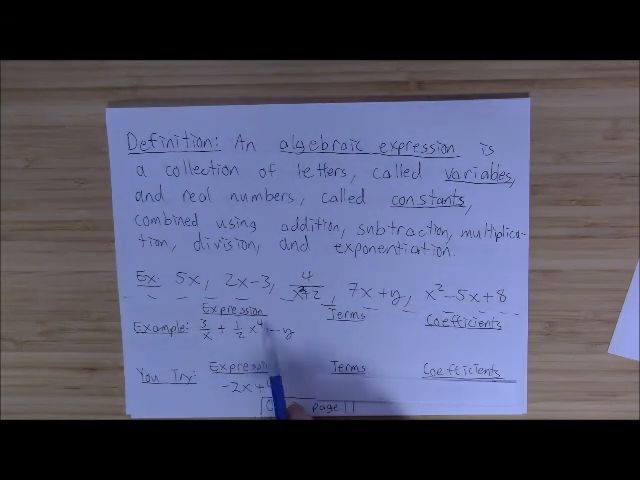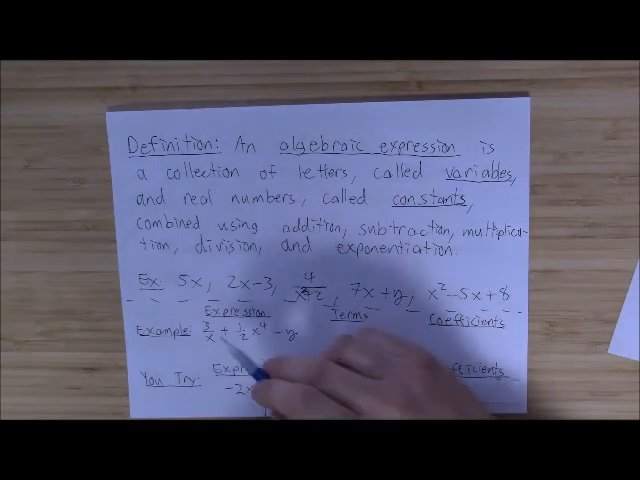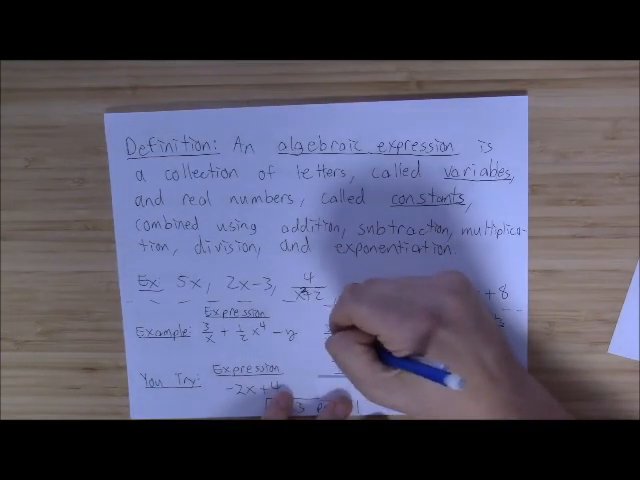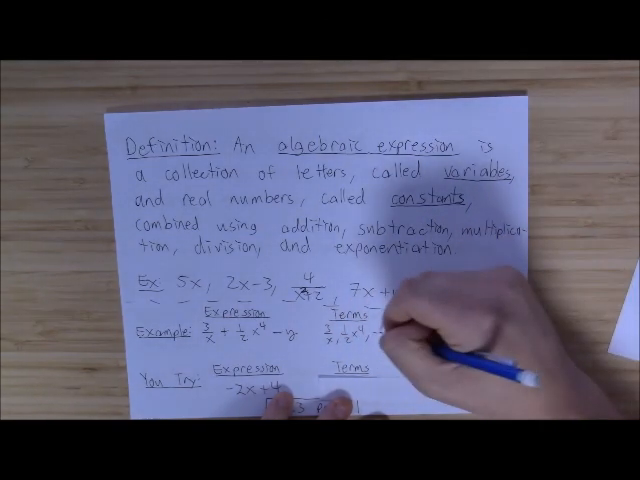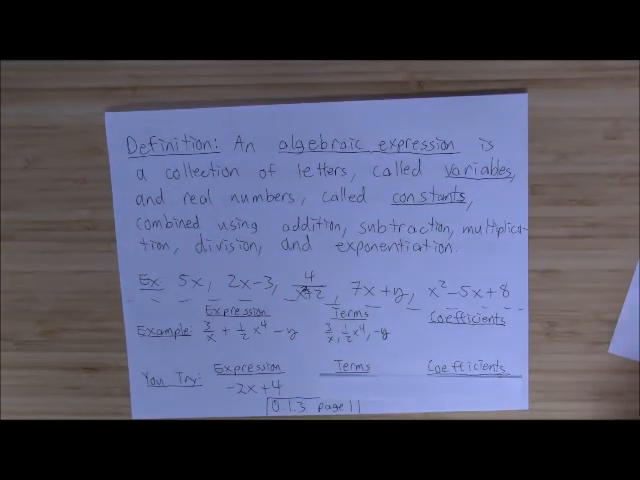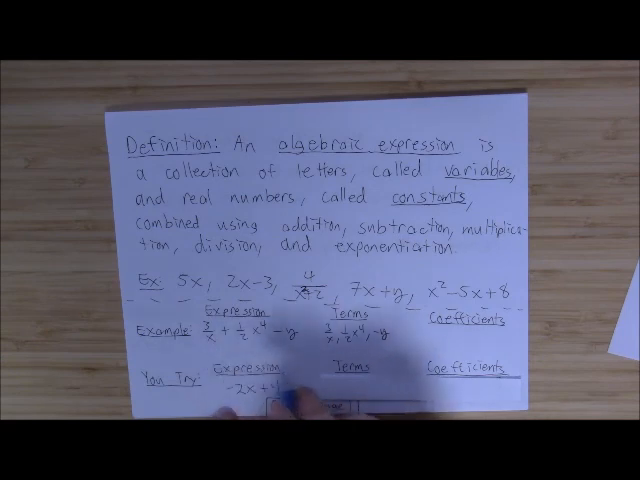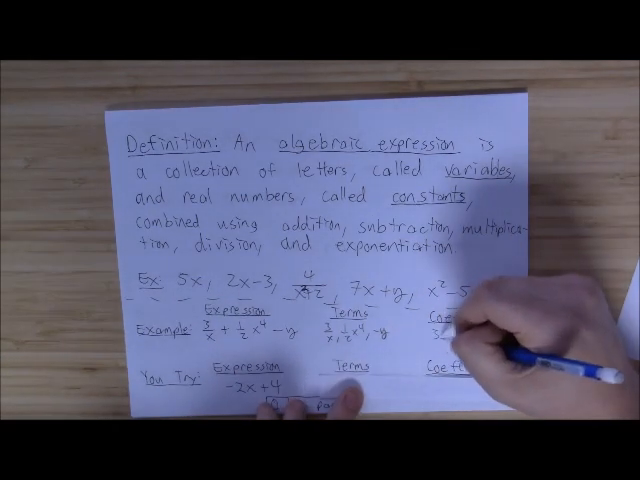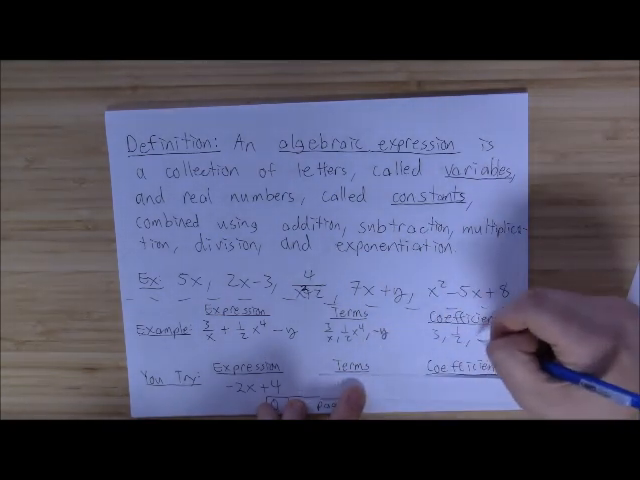For an example of an expression, we have terms and we have coefficients. The terms of this expression are all the different pieces that are separated by addition and subtraction. So the terms here would be 3x, 1/2 x to the 4th, and negative y. Here, the coefficients are the numbers that are on the front, so the coefficients would be 3, 1/2, and here, because this is really negative 1 times y, negative 1.